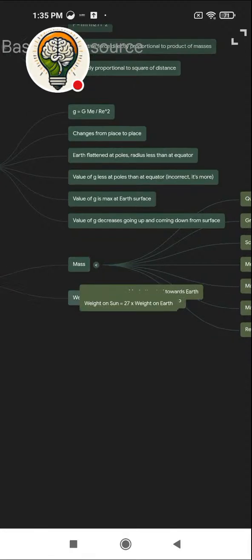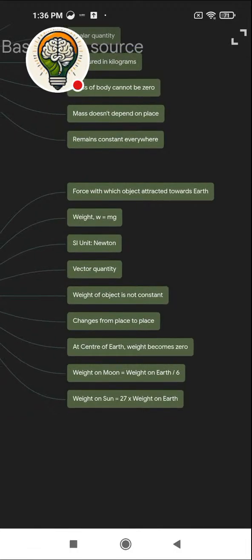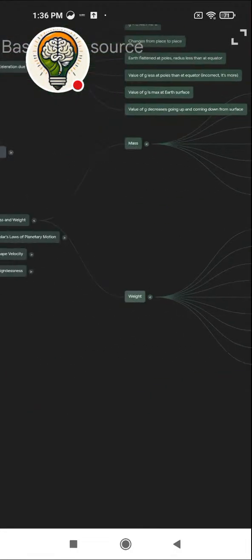Then the weight: the force with which an object is attracted toward Earth. W equals mg. SI unit is Newton, a vector quantity, and the weight of an object is not constant, it changes from place to place. At the center of Earth, weight becomes zero. Weight on the moon is 1/6 of the weight on Earth, and weight on the sun is 27 times the weight on Earth.